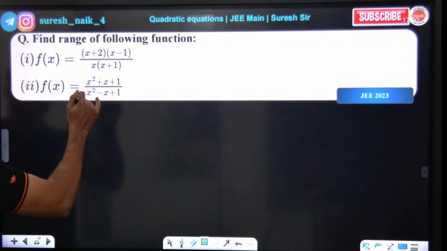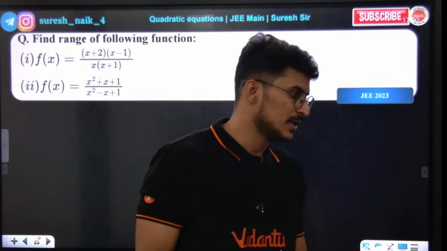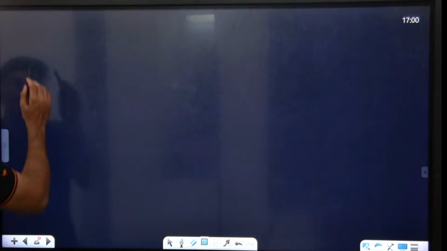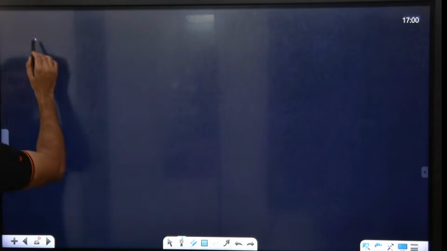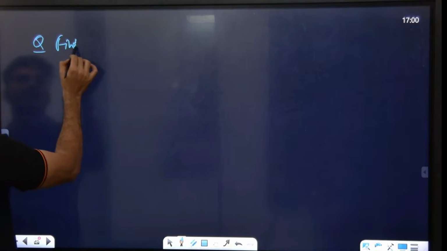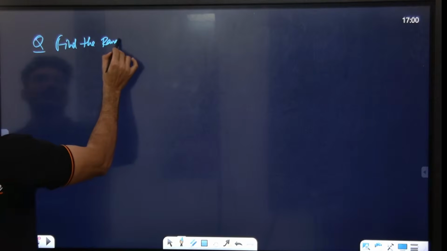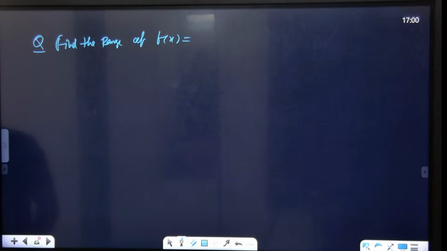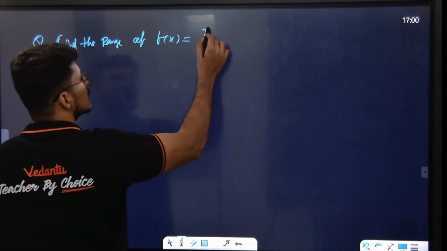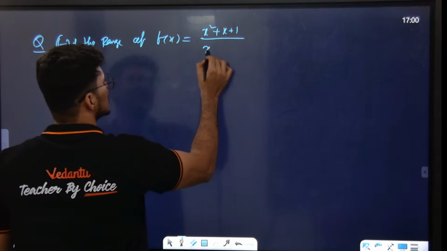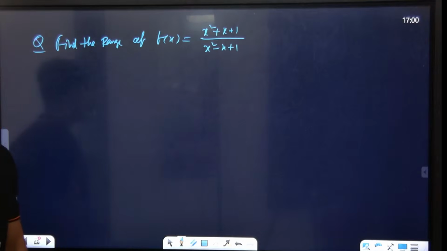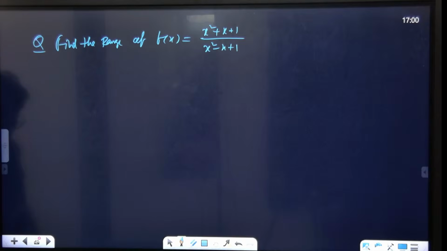Okay, look at the board everyone, we got a question. This is a JEE 2023 question. Sir, is this the last topic in quadratic equations? No, listen. Find the range of f of x is equal to x square plus x plus 1 divided by x square minus x plus 1. I'm just giving an example like this.